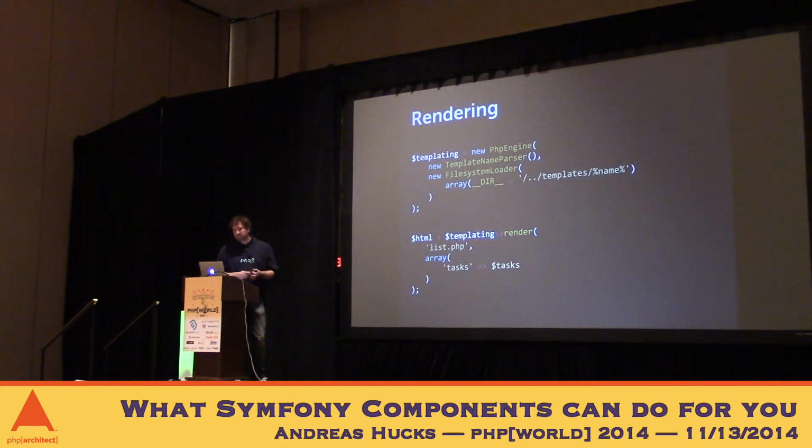To set up this component is rather easy. You create a PHP engine, which is an implementation of the templating engine interface. It gets a template name parser, for which there's a default implementation that resolves the template names, and a file system loader, which could be a different loader. You could load your templates from a database or whatever. In this case, it's the default file system loader. And well, that's more or less it. After that, you can use the templating engine to render a template name, which then will be loaded from that file system.